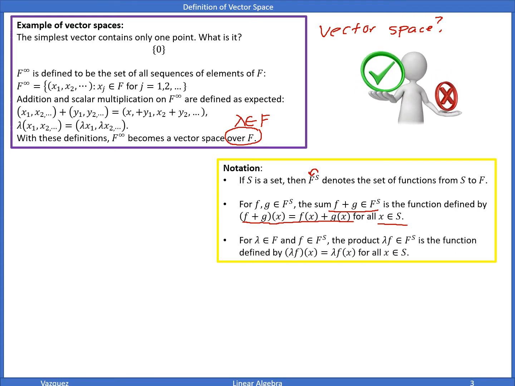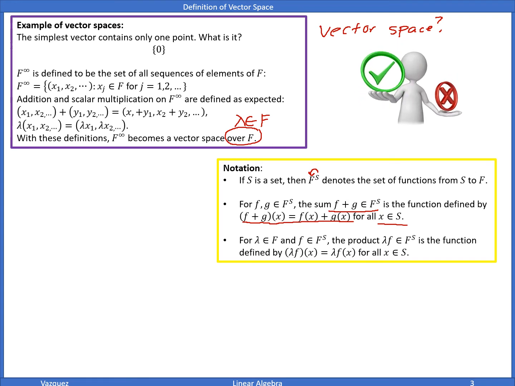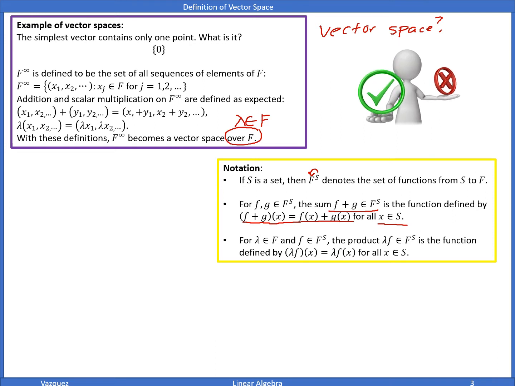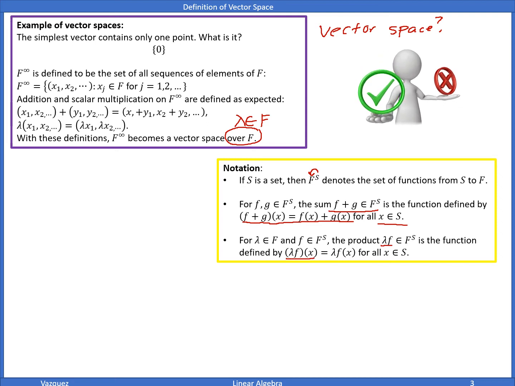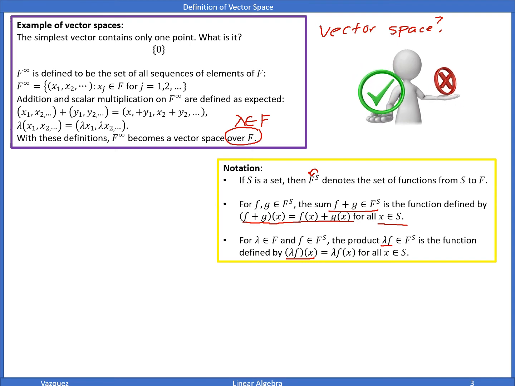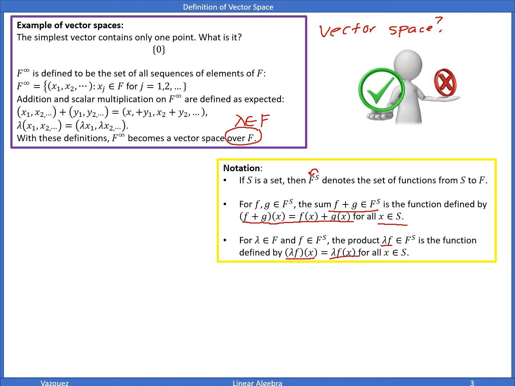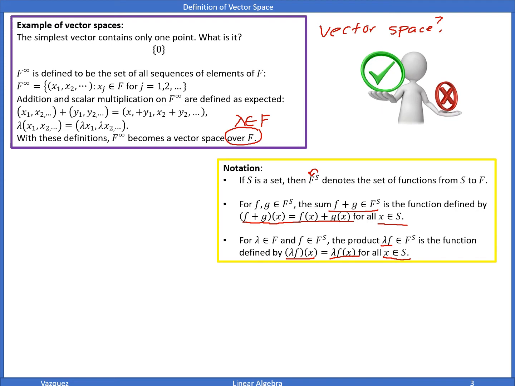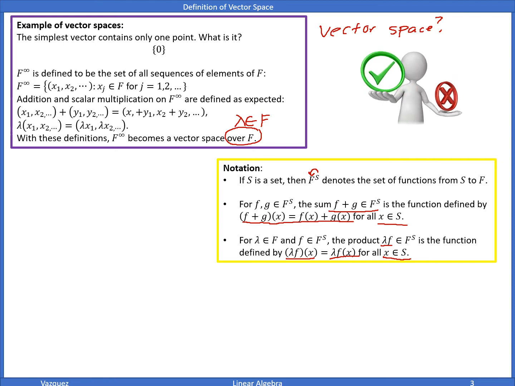And something else: for lambda in F and f in F^S, the product we define as follows. We have (lambda f)(x), we can take that lambda out, and we have lambda times f(x) for all x in S. And this is going to come up a little later, so I don't have too much to say about that right now.